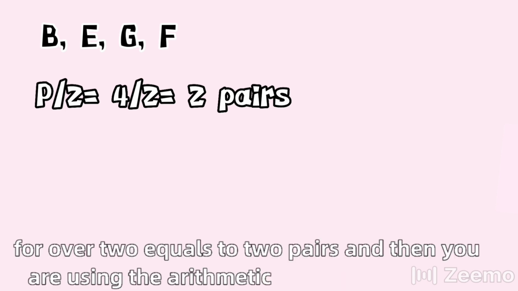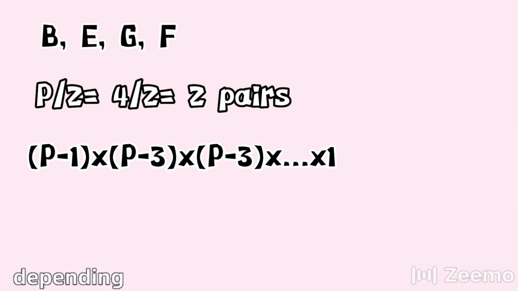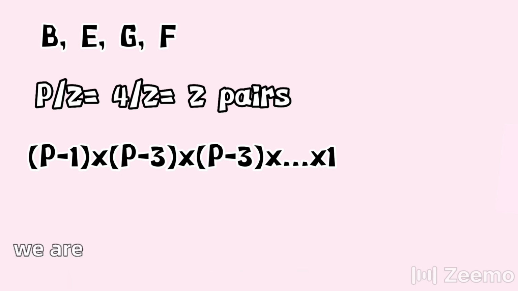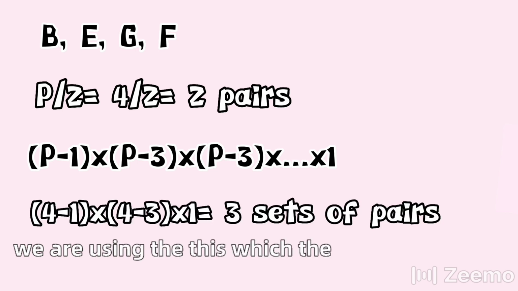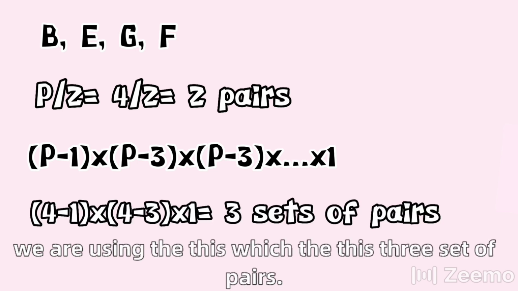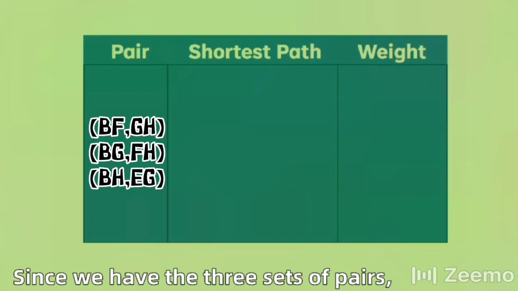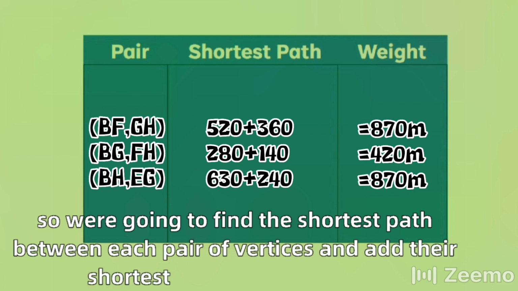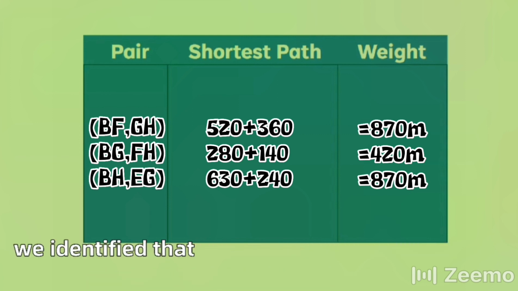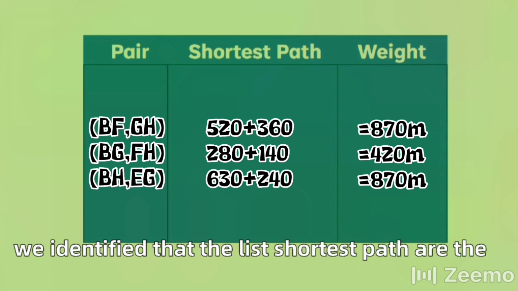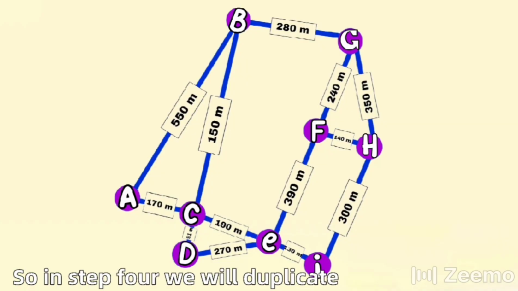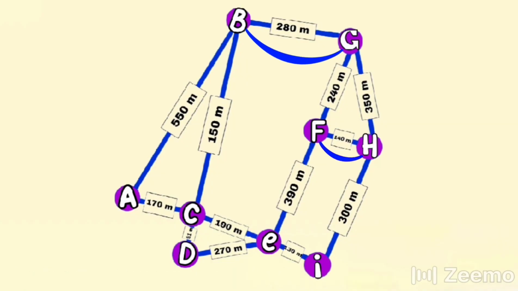And then we are using the arithmetic sequence like this. Depending on how many pairs we calculated, it is to identify how many sets of pairing. Since we have 2 pairs, we are using this, 3 sets of pairs. Since we have the 3 sets of pairs, we're going to find the shortest path between each pair of vertices and add their shortest paths. Right, and now, we identified that the least shortest path are the vertices B, G, and F, H. So in step 4, we will duplicate the edges B, G, and F, H.